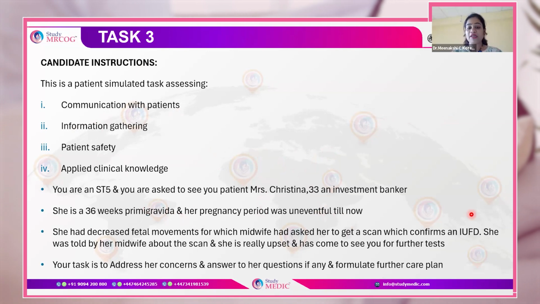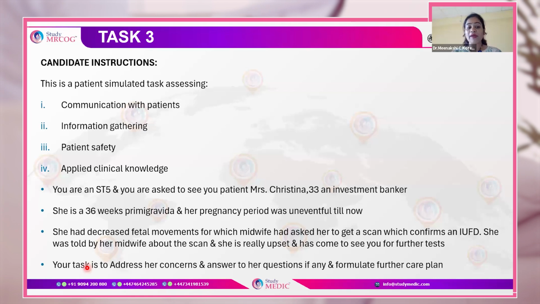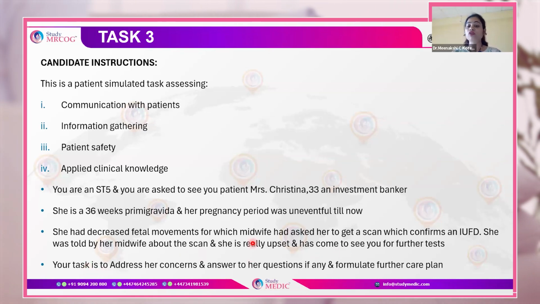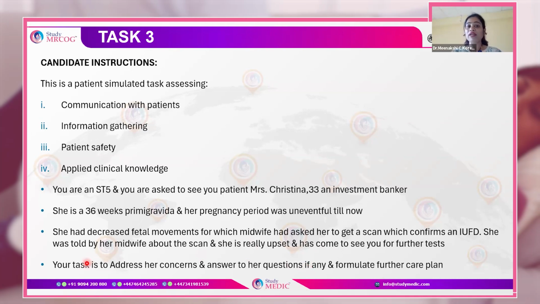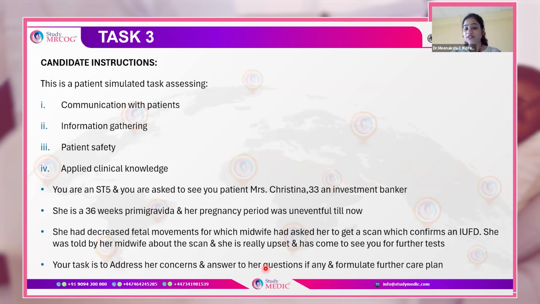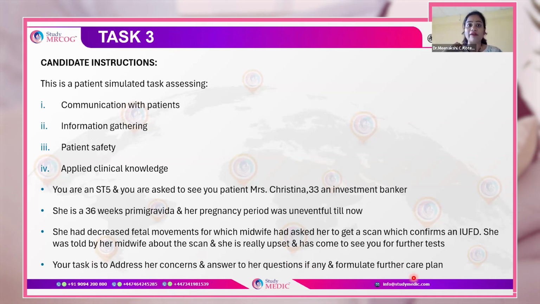She came with decreased fetal movements, and she was asked to get a scan, which confirmed an IUFD. She was told by her midwife about the scan, and she's really upset, and she wants to discuss further tests. So you have to address her concerns, answer her questions, and formulate a further care plan. There are certain instructions given to you, so you have to decode them.